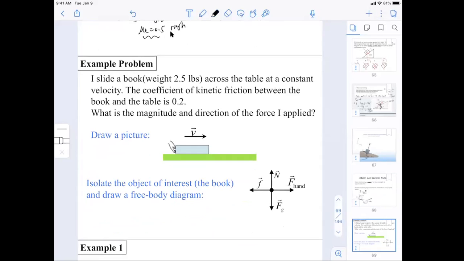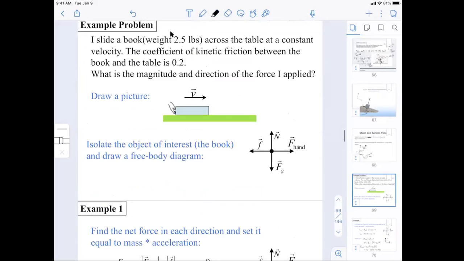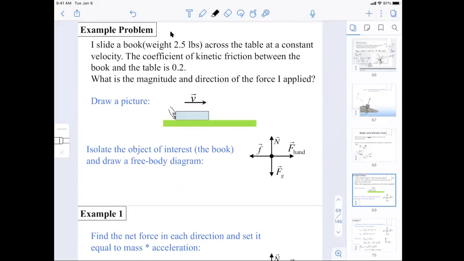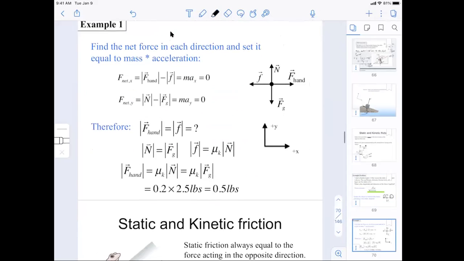So remember the problem we did previously? We slid a book across the table at constant velocity, but I left the last question of what is the force I applied, which is equal to the friction. We didn't really say what the friction is, but now we can solve the problem. The force in the horizontal direction is the force of your hand balancing out the kinetic friction because it's a constant velocity. You have zero acceleration. And the friction in this case is mu times the normal force.